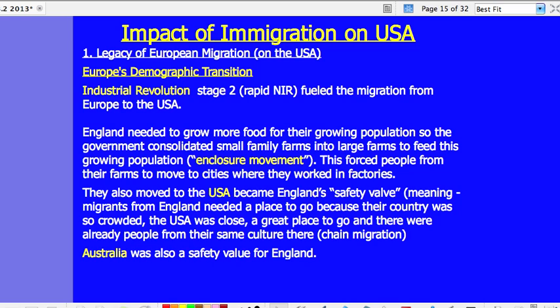Well, we already talked about how the Industrial Revolution that happened in Europe, starting in the Northwest in Great Britain and then spreading south and east, caused these countries to go into stage 2 demographically. So we saw a rapid natural increase rate, and this fueled migration from Europe to the United States. England needed to grow more food for their growing population, so the government consolidated small family farms into large farms to feed this growing population. This was called the enclosure movement.